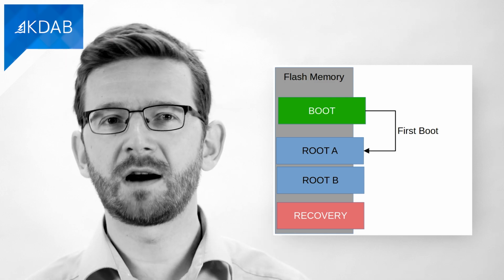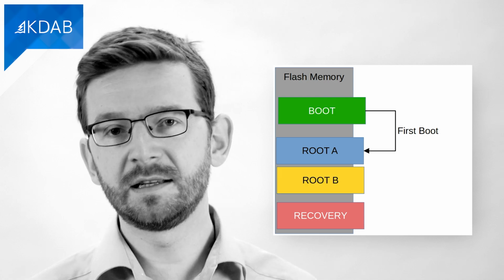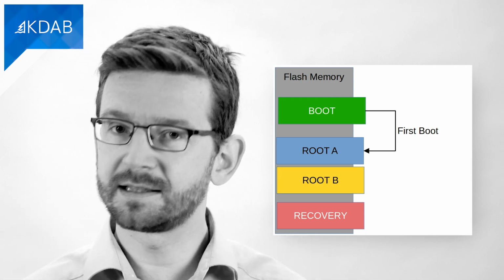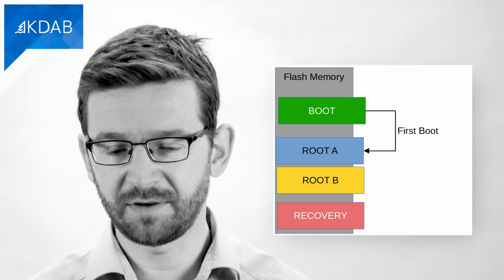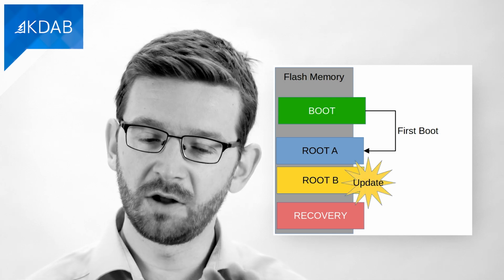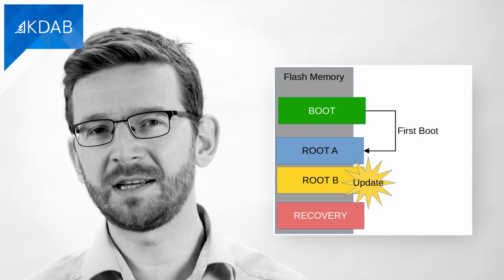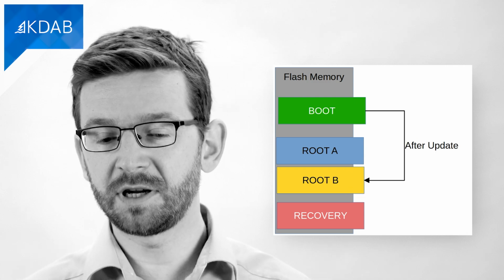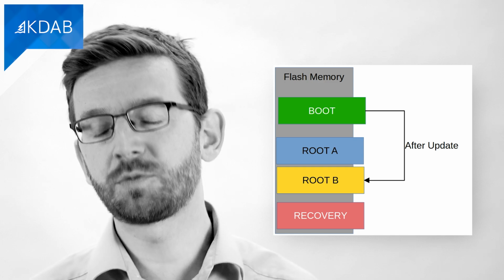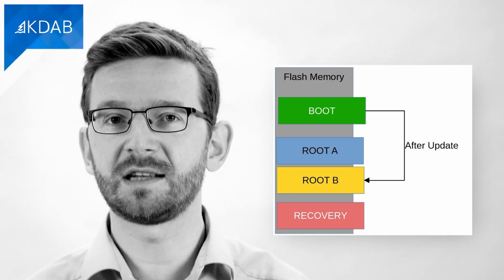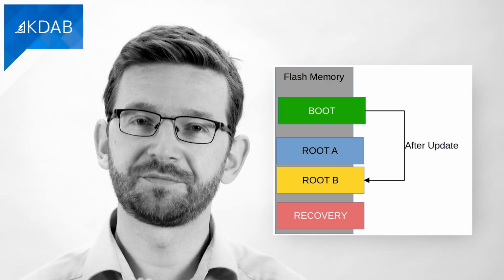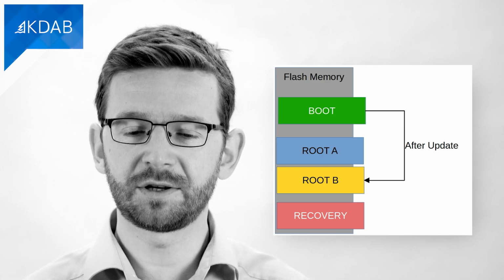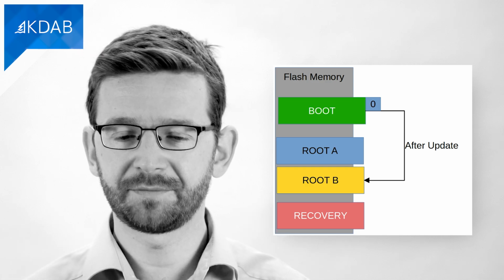But let's say we are having an update now. This update detects that we are working from the A partition and selects the B partition as the new update device. So the update will happen on the B partition. At the end of the update, when it was successful, we set the reference of which image we want to start, which partition we want to start, to the B partition. Now we are running this new B partition with our latest software.